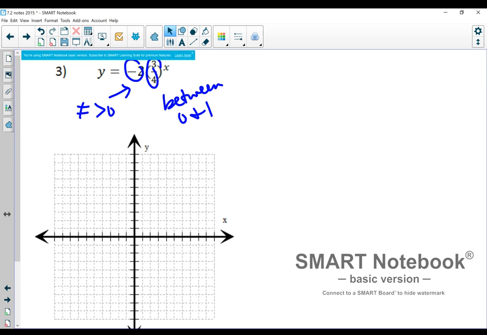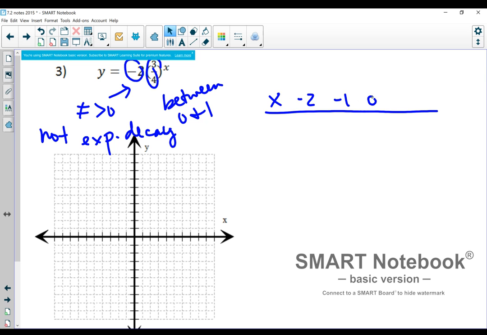So this is not going to be exponential decay. And it's not exponential growth either. So it's possible that you can get functions that are neither one of those things. So when I graph, I'm going to start out with x. And then we will raise 3/4 to that power.